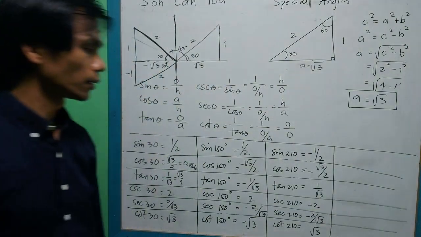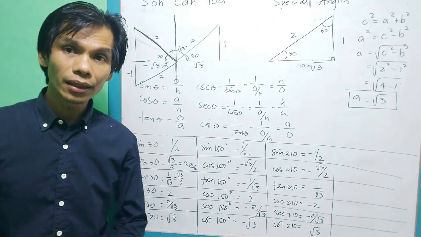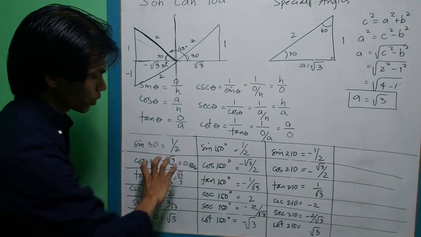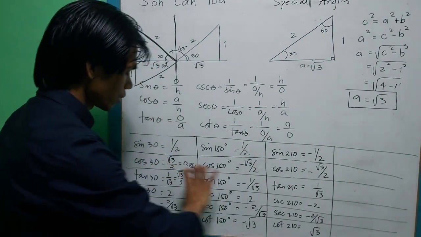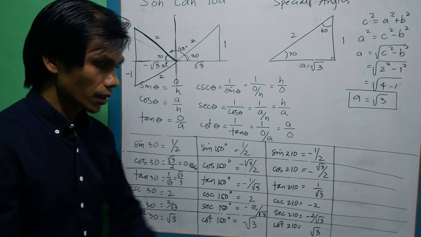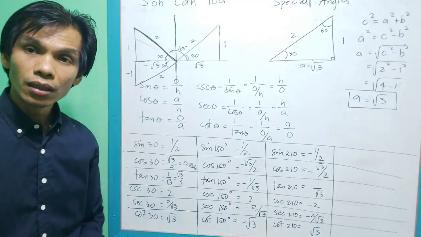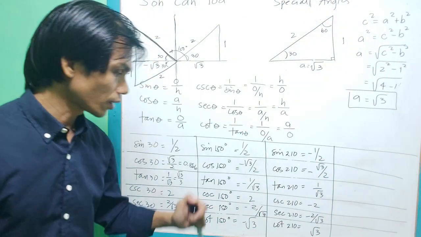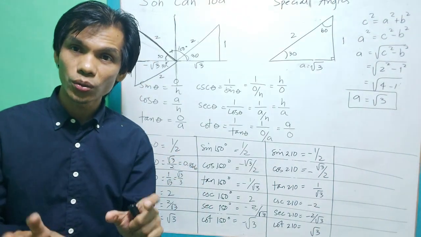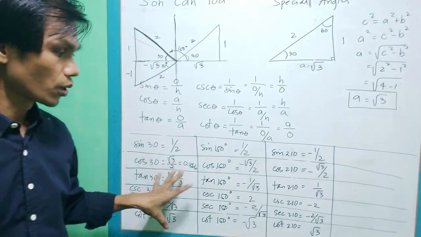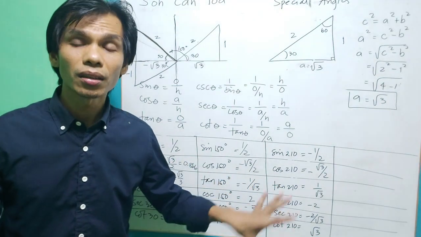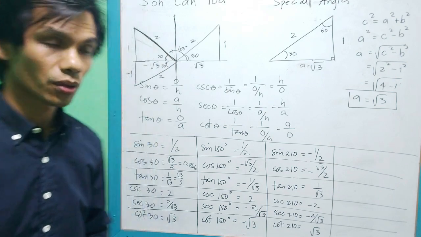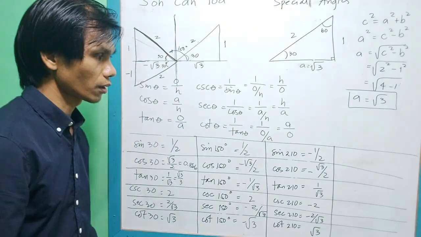Diba? Ilang angle na yung na-memorize mo? Kung titingnan nyo, tig-aanim yan. So, 6 times 3, 6 plus 6 is 12, plus 6 is 18. You notice, alam mo na yung mga different values ng 18 na trigonometric functions, na values ng angles na to.